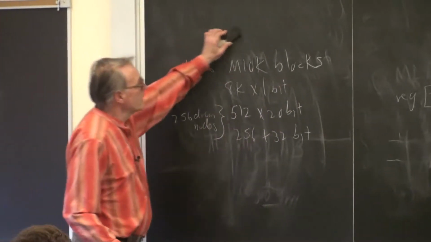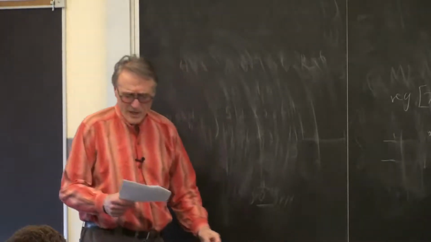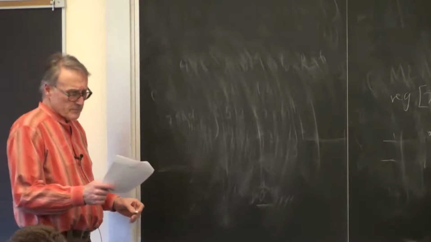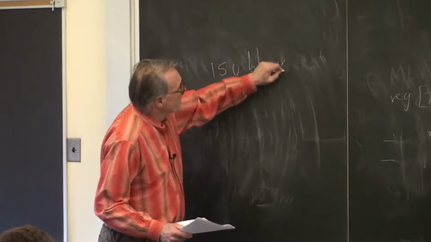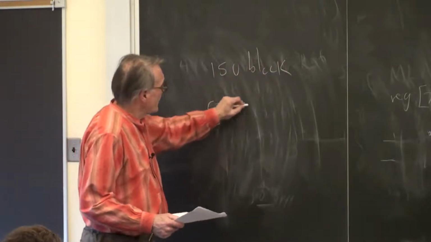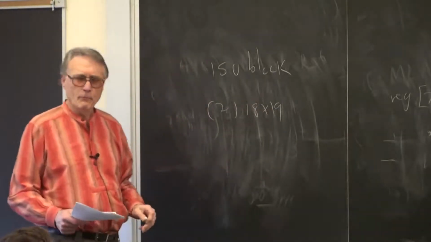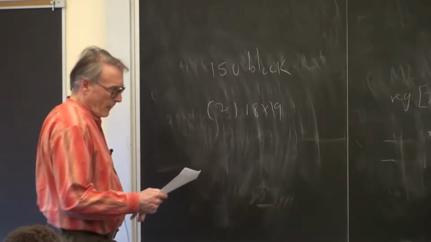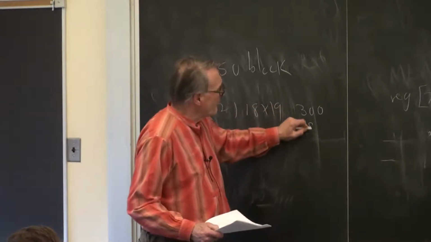Question, okay, memory. So DSP, multipliers. The DSP blocks do all kinds of stuff. There's 150 blocks. Because each block can do two 18 by 19 multiplies, you have 300 18-bit multipliers.